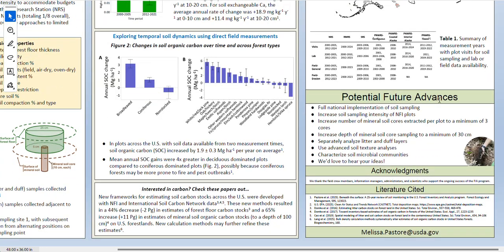So in conclusion, I'll mention that part of what I'm working on in my role in collaboration with others across the regions is identifying opportunities to improve and build upon FIA's soil program. I've highlighted just a few in the bottom right corner, but we'd love to hear from you about what your ideas and needs are. So feel free to get in touch, and thanks for listening.